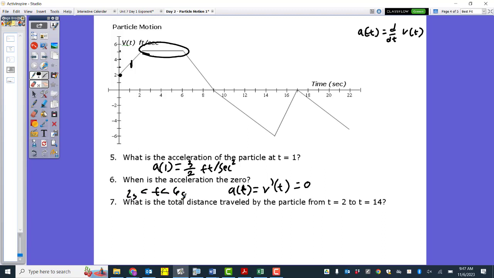Now, the last is the total distance traveled for the particle. This kind of brings in what we talked about in yesterday's lesson. We said to go from velocity to position, it's going to be the integral of velocity. Now, that gives you the position, so that gives you how far away you are from your starting point. If you want the total distance traveled, that's going to be the total area like we talked about yesterday. So the integral of the absolute value of v of t dt. That's what we want for total distance.